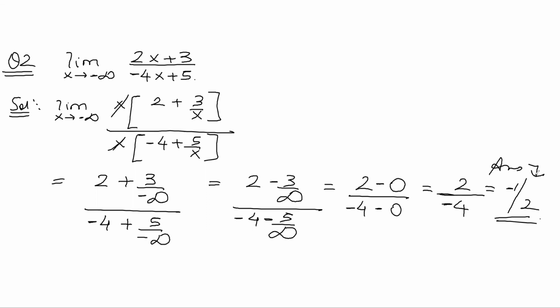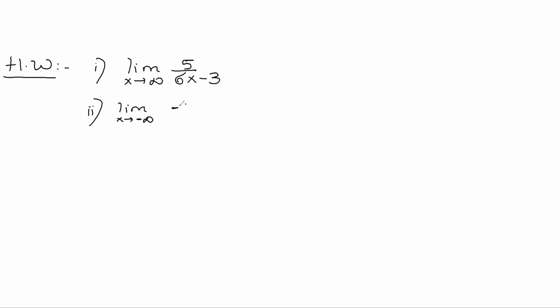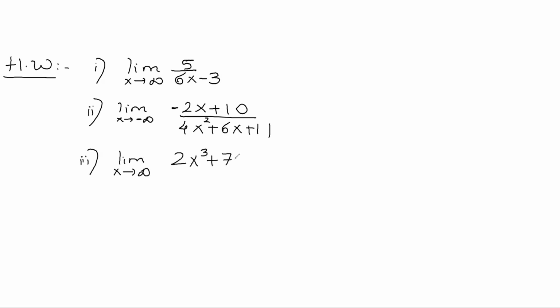Okay, so now guys, some homework for you, and then I wind up this lecture, and then we have another lecture today. So homework is evaluate the following. Limit as x tends to infinity 5 upon 6x minus 3. Limit as x tends to minus infinity minus 2x plus 10 upon 4x square plus 6x plus 11. And the third question, as x tends to infinity, 2x cube plus 7x plus 10 upon x minus 5. 3 questions for homework in today's lecture.